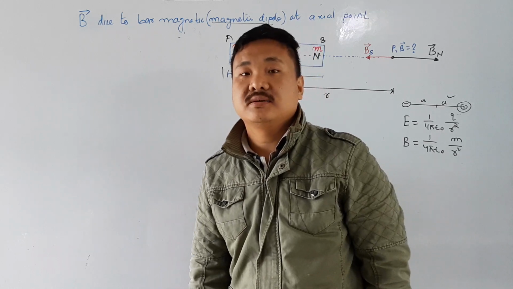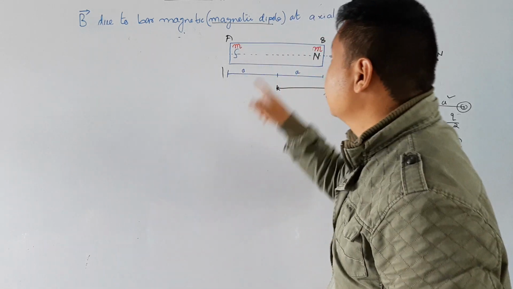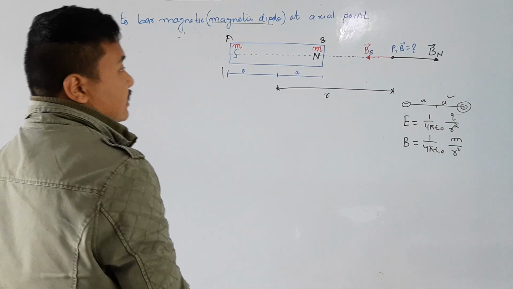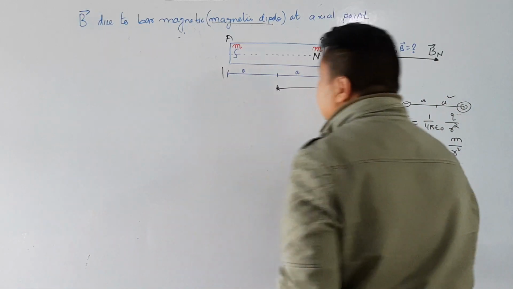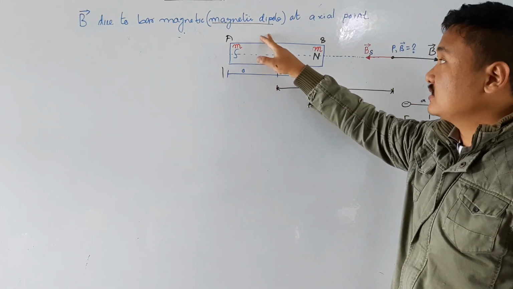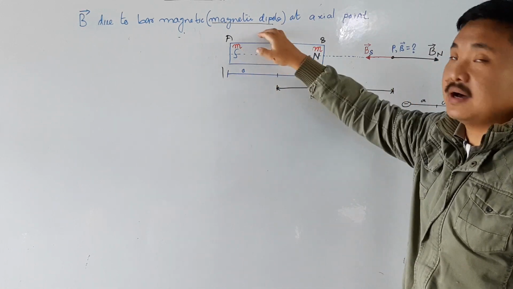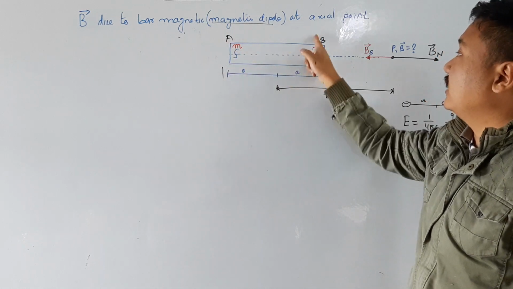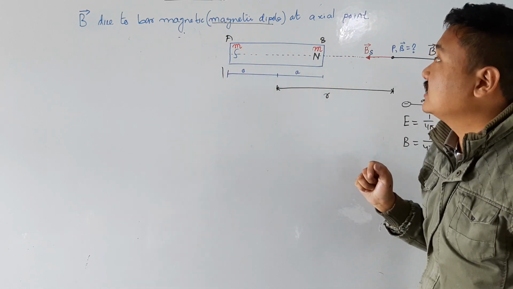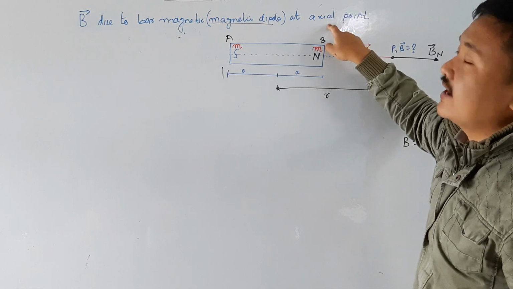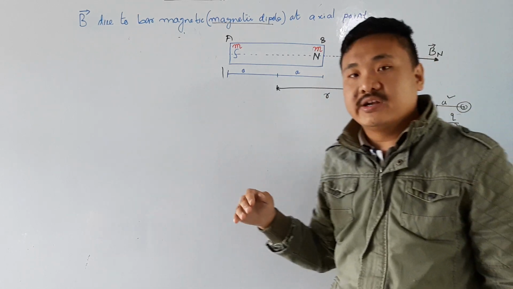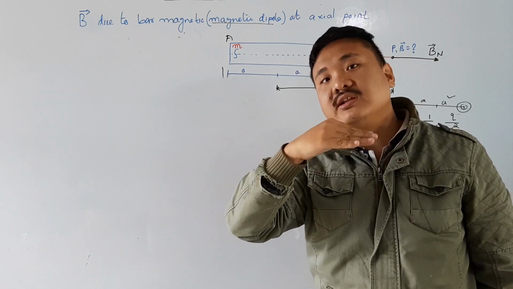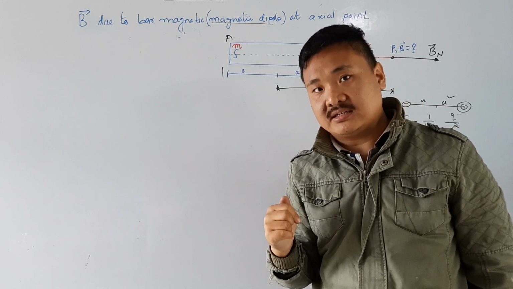Magnetic field due to a bar magnet at its axial point. To find the magnetic field due to a bar magnet, we have to consider a bar magnet. This is my A, B is my bar magnet, south pole at A and north pole at B, and I want to find the magnetic field at its axial point. Axial point means the point on the line joining the axis of the bar magnet.